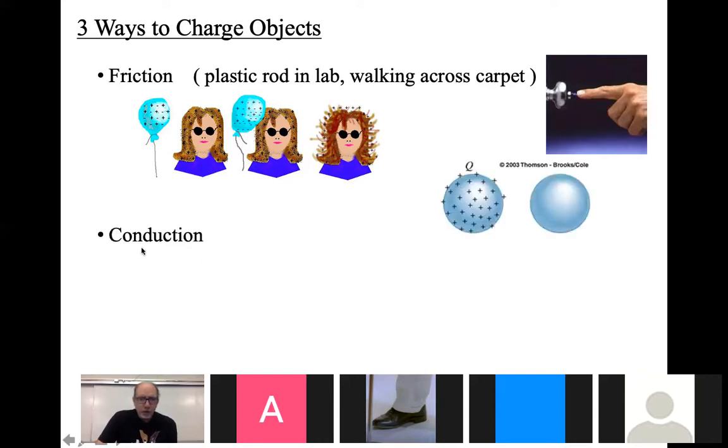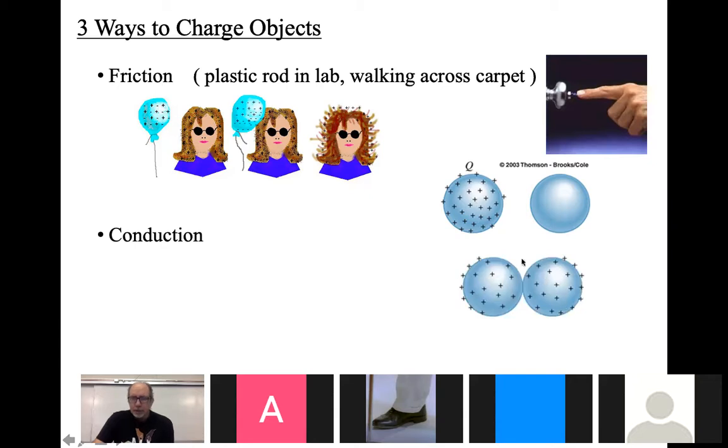The second way to charge an object is by conduction. Let's say we have a charged object with a positive charge. In physics, we represent charge with the letter Q. So this ball has a charge of positive Q. This ball is neutral. Now let's pretend just for a minute, for ease of discussion, that positive charges can move. We know they can't, but let's just assume they can, just to make the discussion a hair easier.